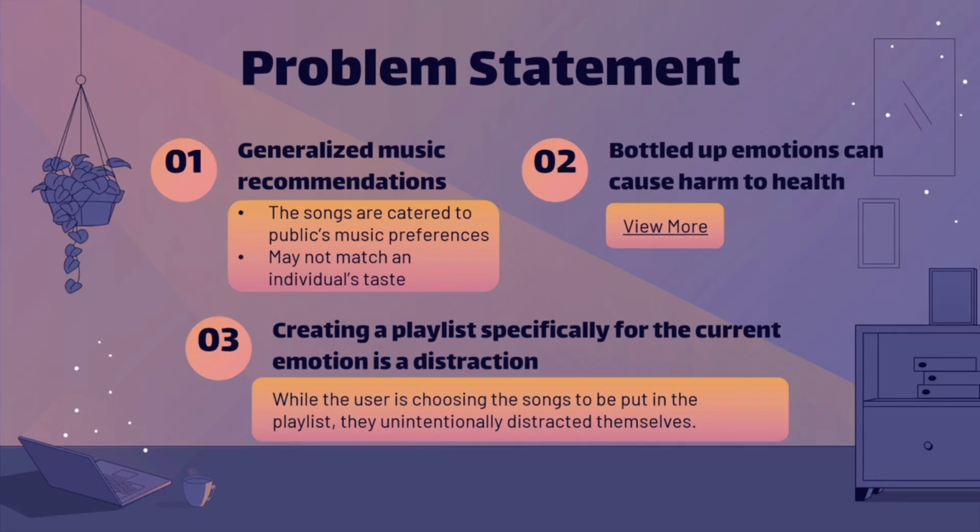The first problem is generalized music recommendations. Music streaming apps like Spotify and Apple Music have their music recommendations. For example, Spotify offers playlists for different moods such as sad, romance, and happy. However, the songs are catered to the public's music preferences, so it may not match an individual's taste.